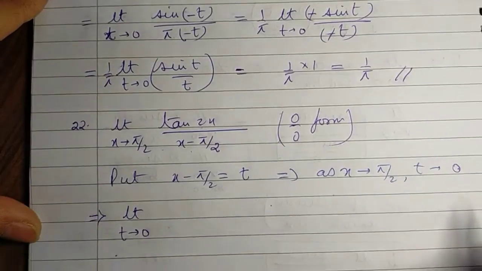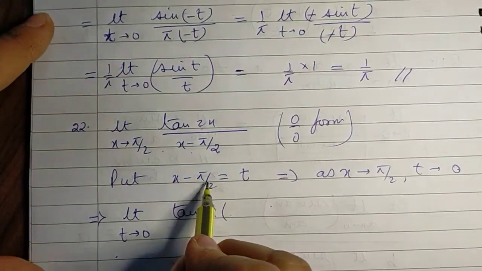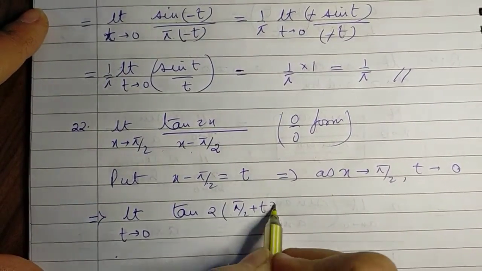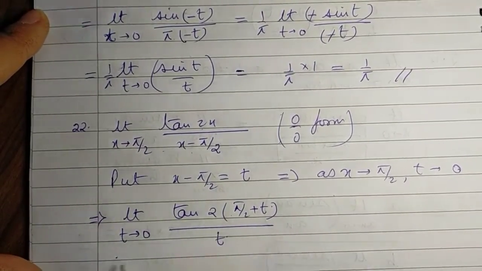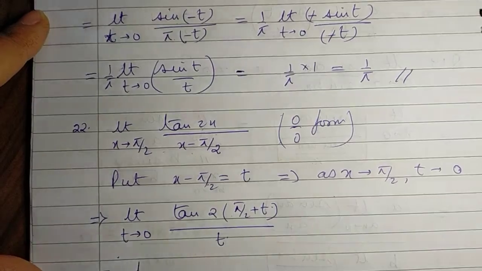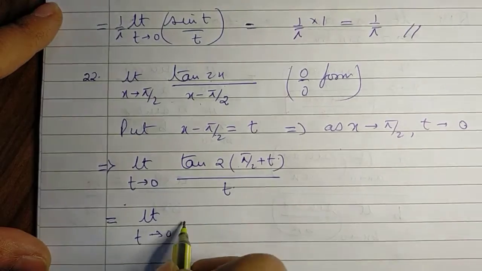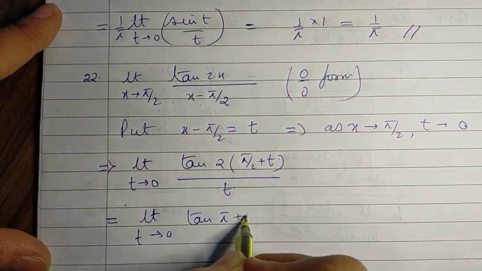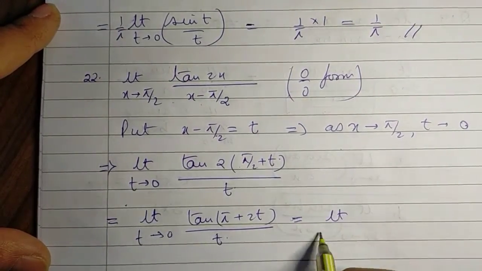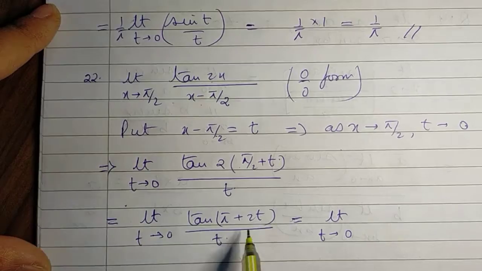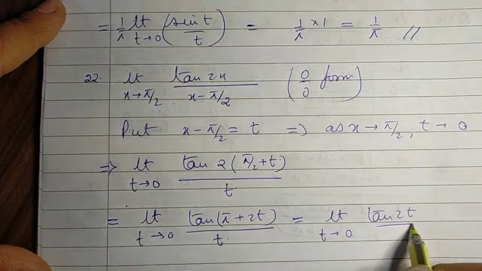t approaching 0, tan of 2 times, now x will be equal to pi by 2 plus t, upon x minus pi by 2 is t. This is equal to limit t tending to 0, tan of pi plus 2t upon t. Now tan of pi plus any angle is equal to, it is in the third quadrant where tan is positive, so tan 2t over t.